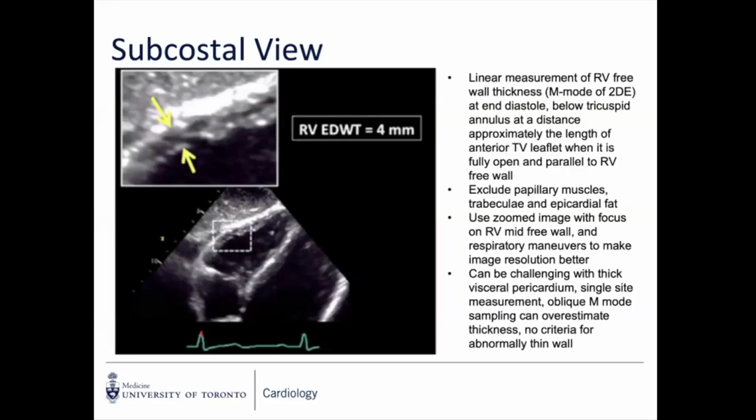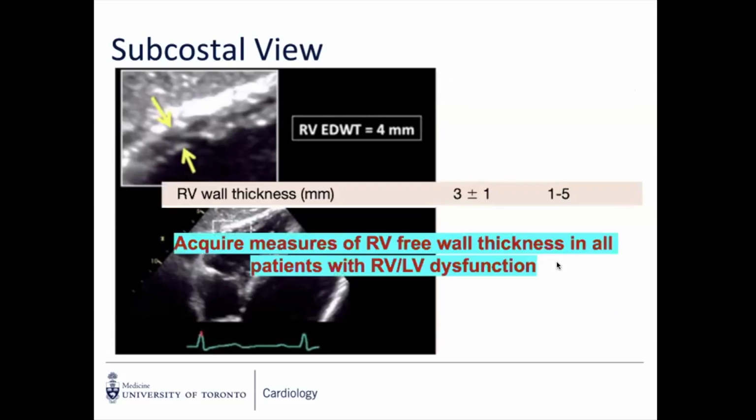This can be challenging if the visceral pericardium is thick, it's an oblique measurement. Again, it's important to know that there's no actual criteria for what is a thin wall. In ARVC, for example, a thin free wall is part of the criteria, and so that's something to keep in mind. It's a limitation of this measurement, but anything above 5 millimeters is considered abnormal.